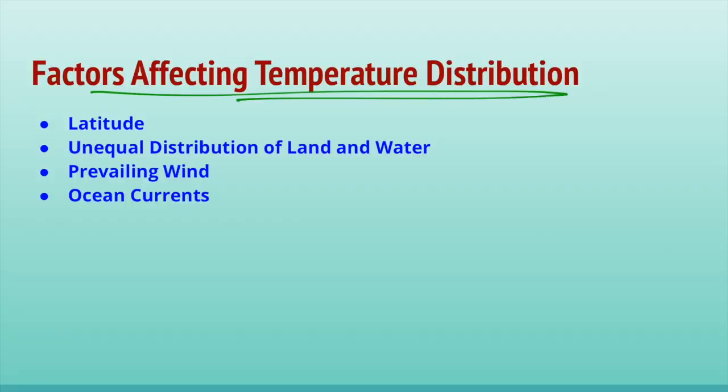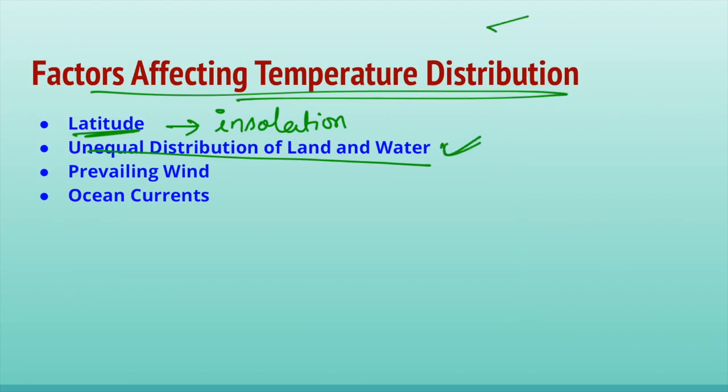Factors affecting temperature distribution. The factors that affect the distribution of temperature of ocean water are, first, latitude. The temperature of the surface water decreases from the equator towards the poles because the amount of insolation decreases polewards. Second, unequal distribution of land and water. The oceans in the northern hemisphere receive more heat due to their contact with the larger extent of land than the oceans in the southern hemisphere. That is why the unequal distribution of land and water affects the temperature distribution on the earth.